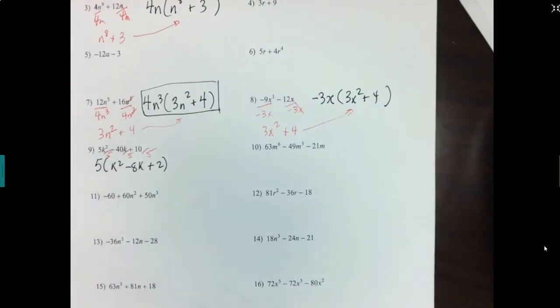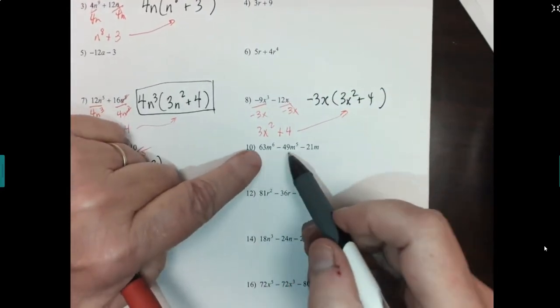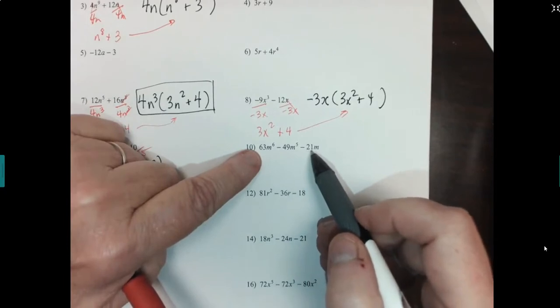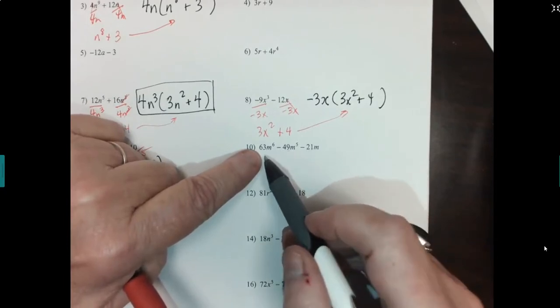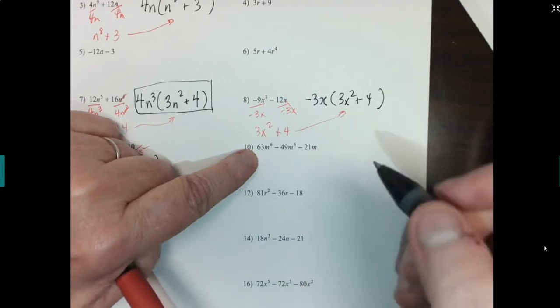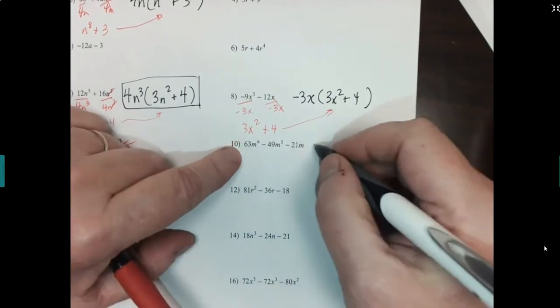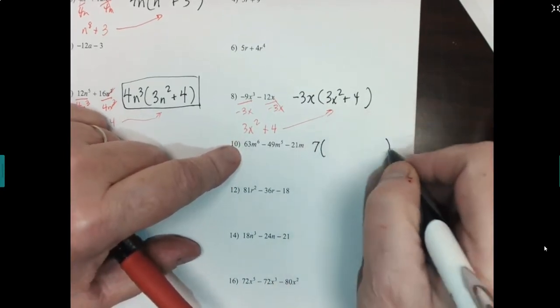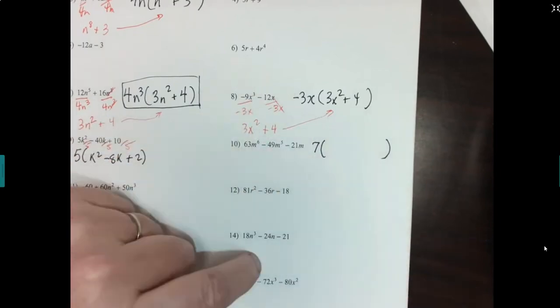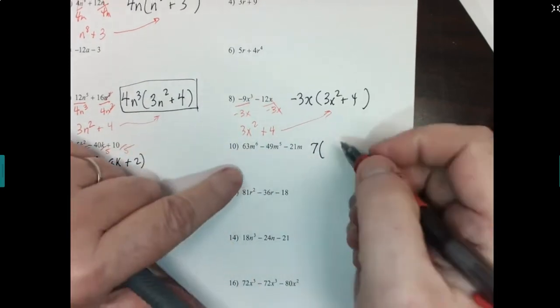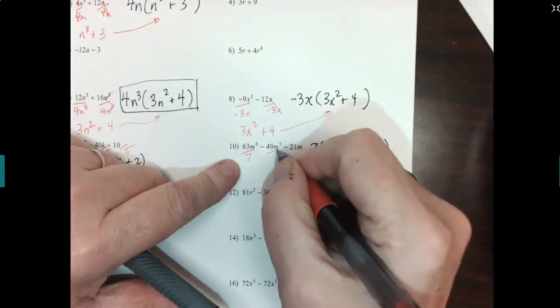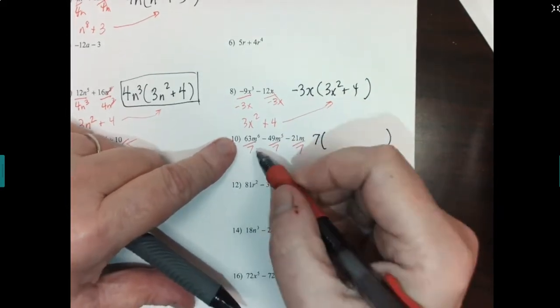Something like this. I know 27 is 7 times 3, 49 is 7 times 7, and 63 is 7 times 9. So I can definitely factor out a 7. So what's going to go inside here? Well, what do we get when we divide everything by 7?